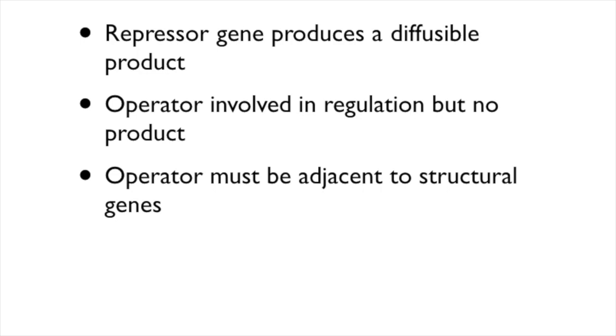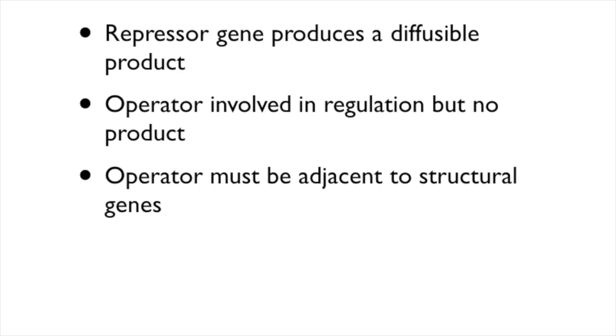So what does this model of the lac operon suggest? It suggests that repressor genes produce a diffusible product. And what do I mean by diffusible? I mean that the repressor gene codes for and produces a repressor protein. And that repressor protein floats all around the cell and can interact with operons or operator regions, more specifically, anywhere in the cell. Okay? And so this protein is floating all around. It is diffusible. The operator is involved in regulation, but it doesn't have any gene product.